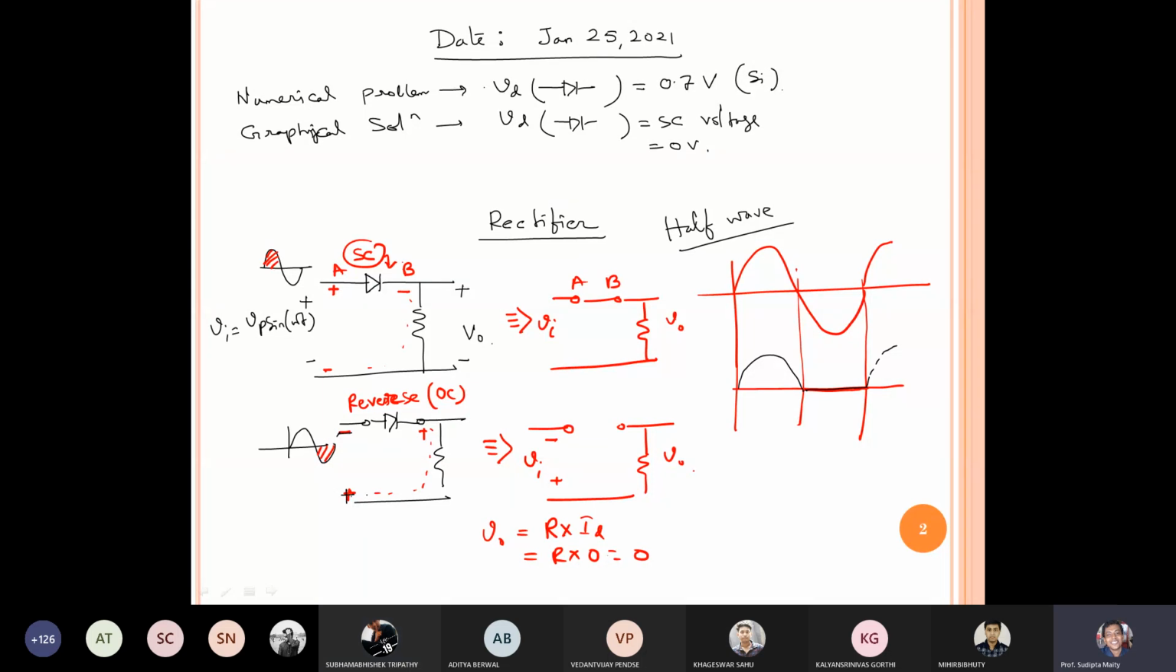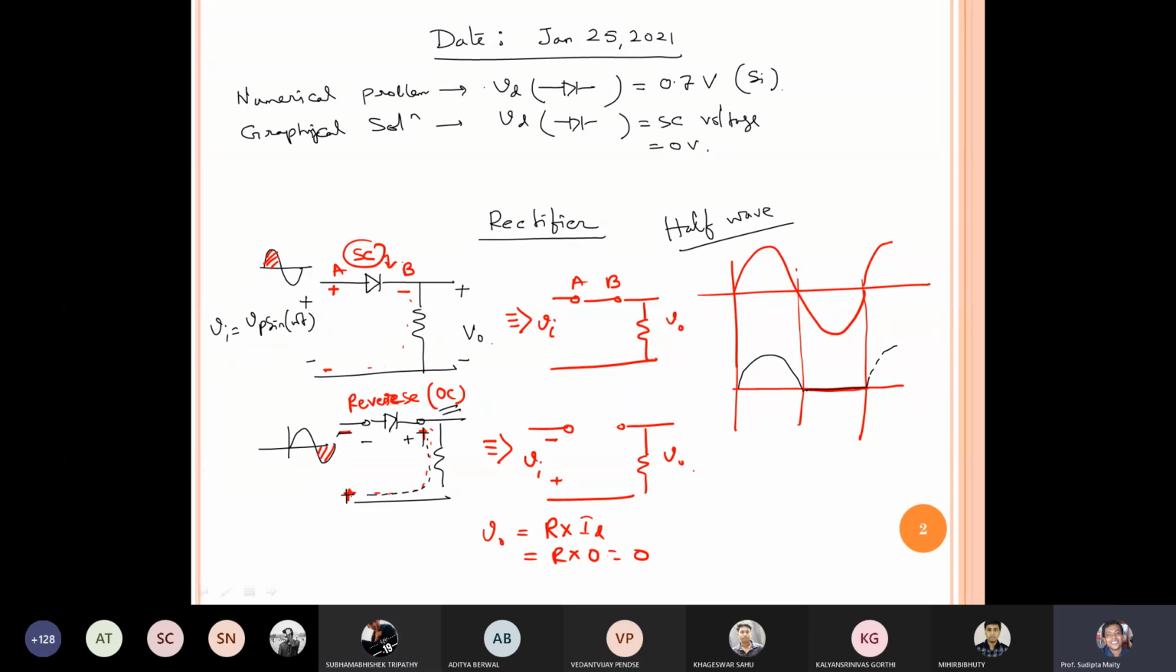So as it is positive, we can assume this positive sign can appear over here. If it is negative and this terminal positive, it will not work as a conventional diode. So it is a reverse bias condition, and it will act as an open circuit. So the final equivalent circuit will be like that, because there is no voltage.